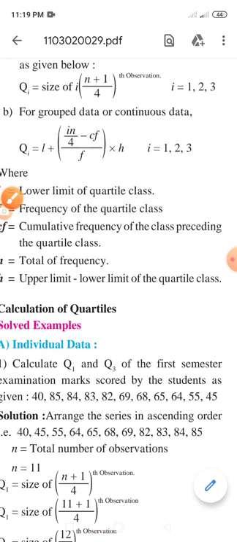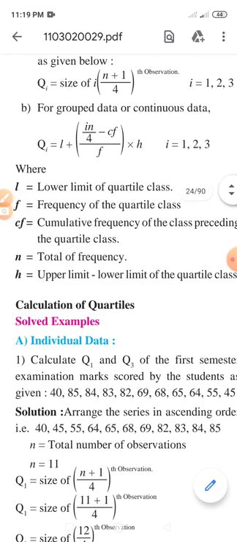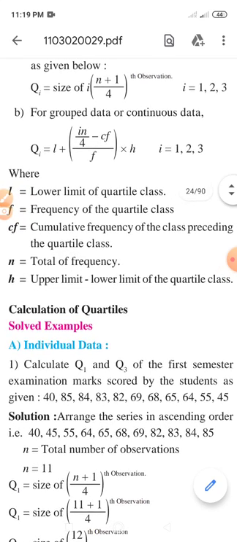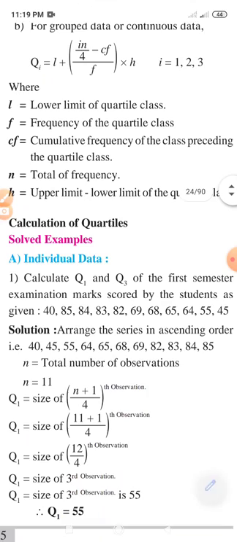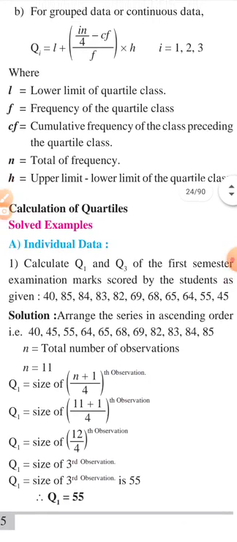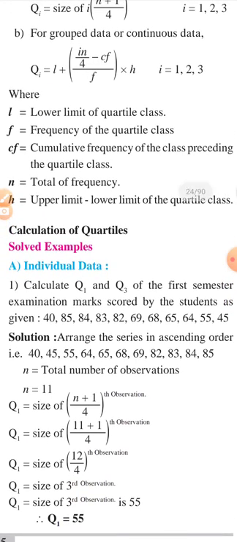Okay, F is the frequency of the quartile class, and H, that is upper limit minus lower limit of the quartile class. So now let us solve examples on calculation of quartiles.